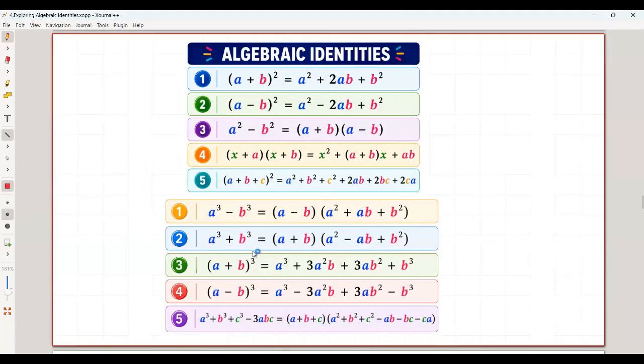Before starting up the class, I just want everyone to learn the algebraic identities. In total, we have 10 identities, right? So we must know all these 10 identities.